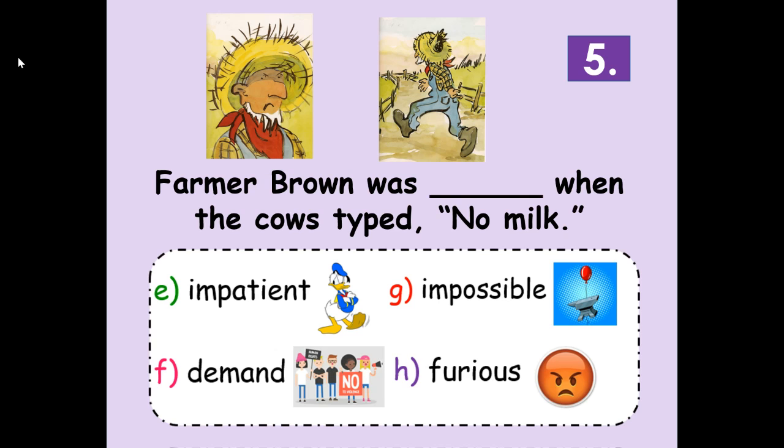There's actually two words that could fit in this sentence. Farmer Brown was furious when the cows typed no milk. It could also be Farmer Brown was impatient when the cows typed no milk because he was impatient. But if you remember the story, it says outright Farmer Brown was furious. Furious.